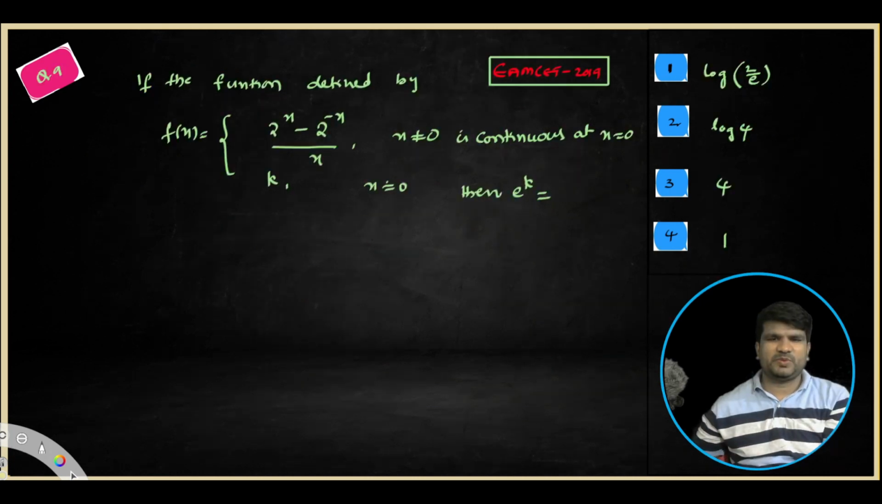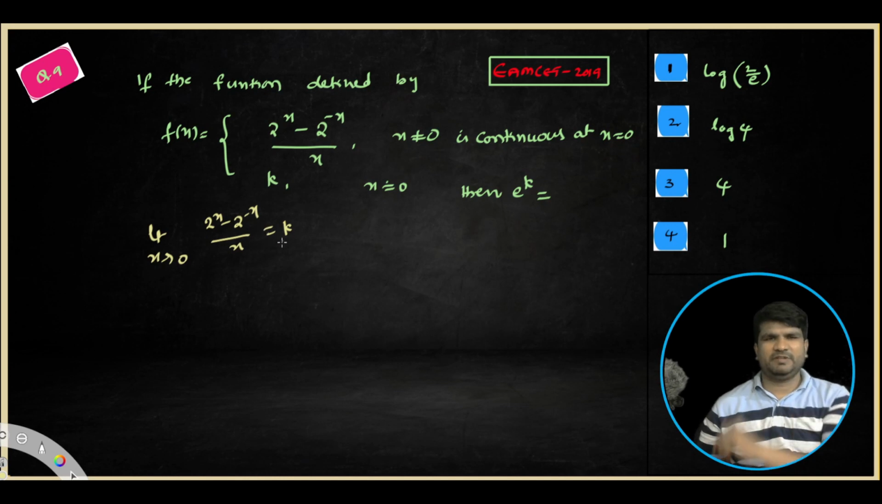Next is Eamcet 2019. If the function defined by f of x is (2^x − 2^(−x))/x, when x is not equal to 0, is continuous at x equals 0, and at x equals 0 it is k. Means, given that limit x tends to 0 of f of x, that is (2^x − 2^(−x))/x, is k. If you apply the limit x tends to 0, equate with k. So I am using L'Hospital rule.